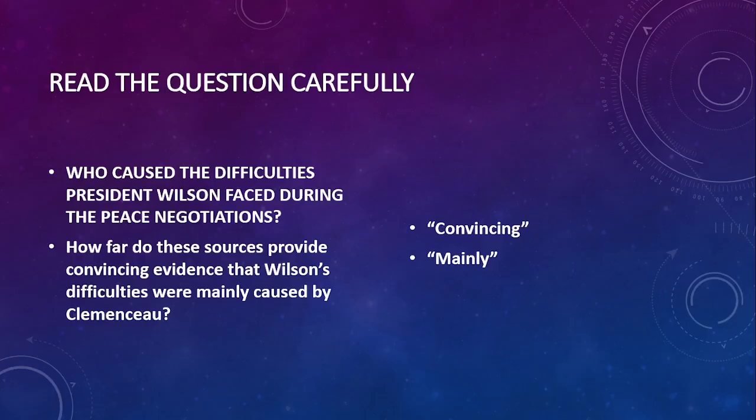Now the first thing to say is do take note of the heading and any help that you get with that. If nothing else, it helps you to focus. And do read the question. Read all the questions carefully. Convincing is used in all these questions. So in this one, do the sources convince you that Clemenceau caused President Wilson the most difficulties? Or do they suggest something or someone else?